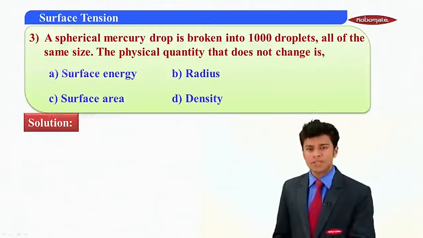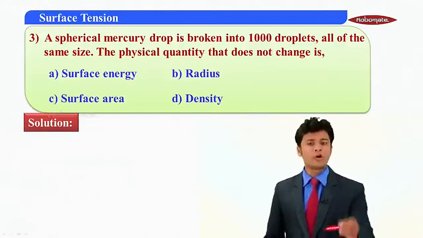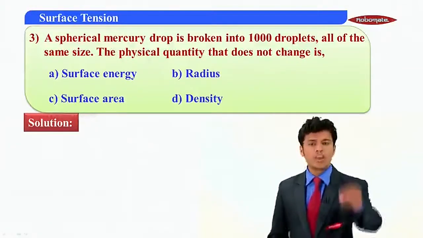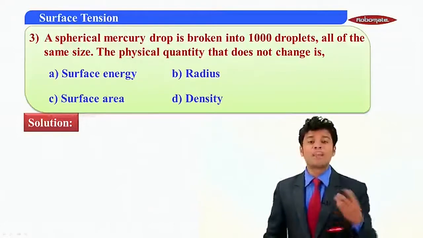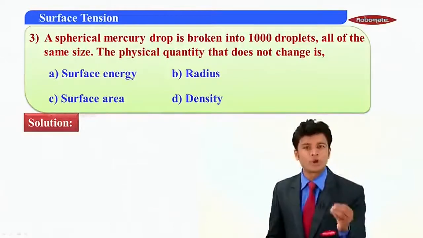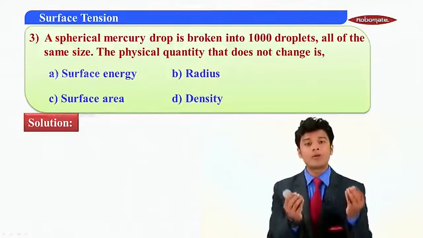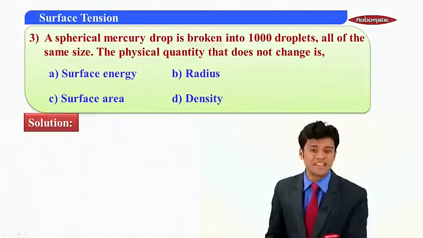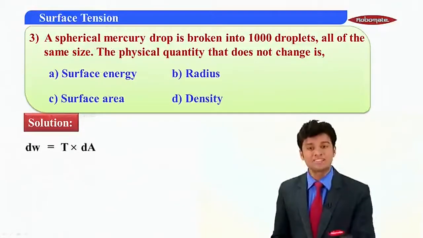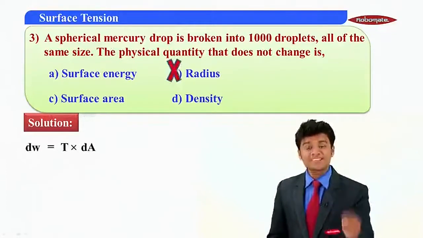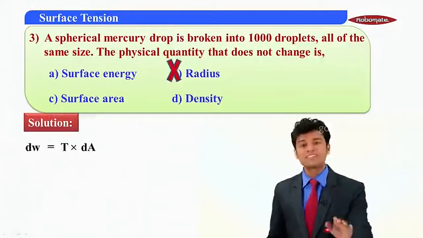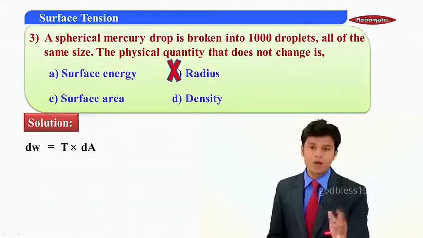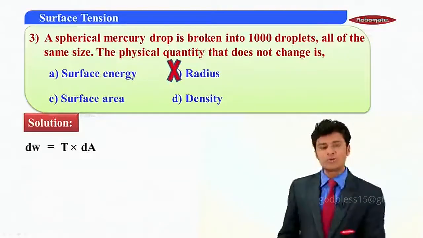Now class, if you try to recall, or if you apply some logic, I can say, when a drop falls down and it gets split into many droplets, it is quite obvious that the many droplets will obviously be small in size comparatively. So I can say that radius is a quantity which is going to get changed definitely. So radius cannot be the answer. Now if you look at the formula, dW is equal to T into dA.